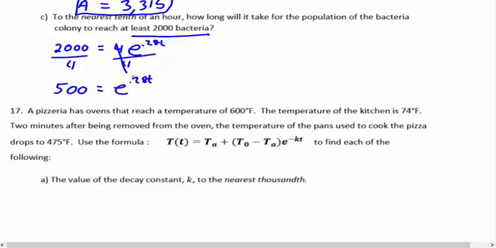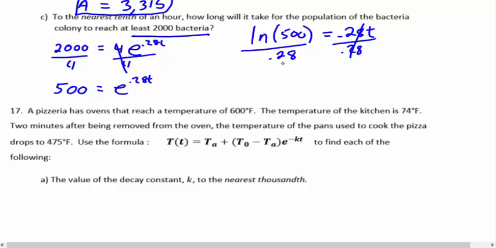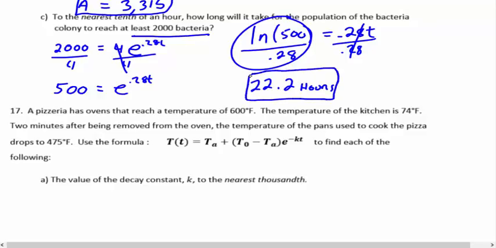All right, and then take the natural log of both sides. So it's going to be natural log ln 500 equals 0.28t. By now we know the shortcut to get rid of that e. You just take the natural log, all right, and then divide by the 0.28. And so this in my calculator comes out to be approximately 22.2, rounded to the nearest tenth, 22.2 hours. 22.2 hours is when it reaches 2,000 bacteria.